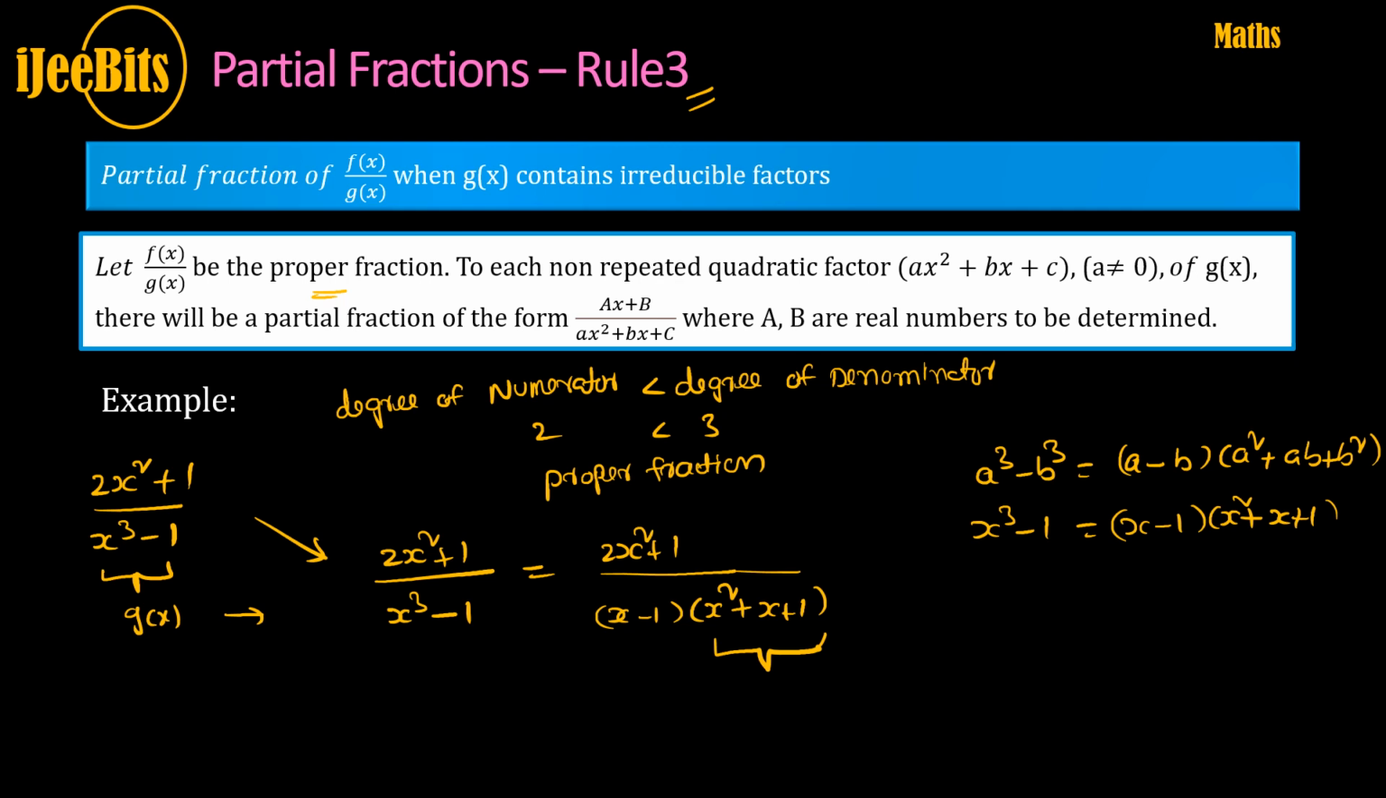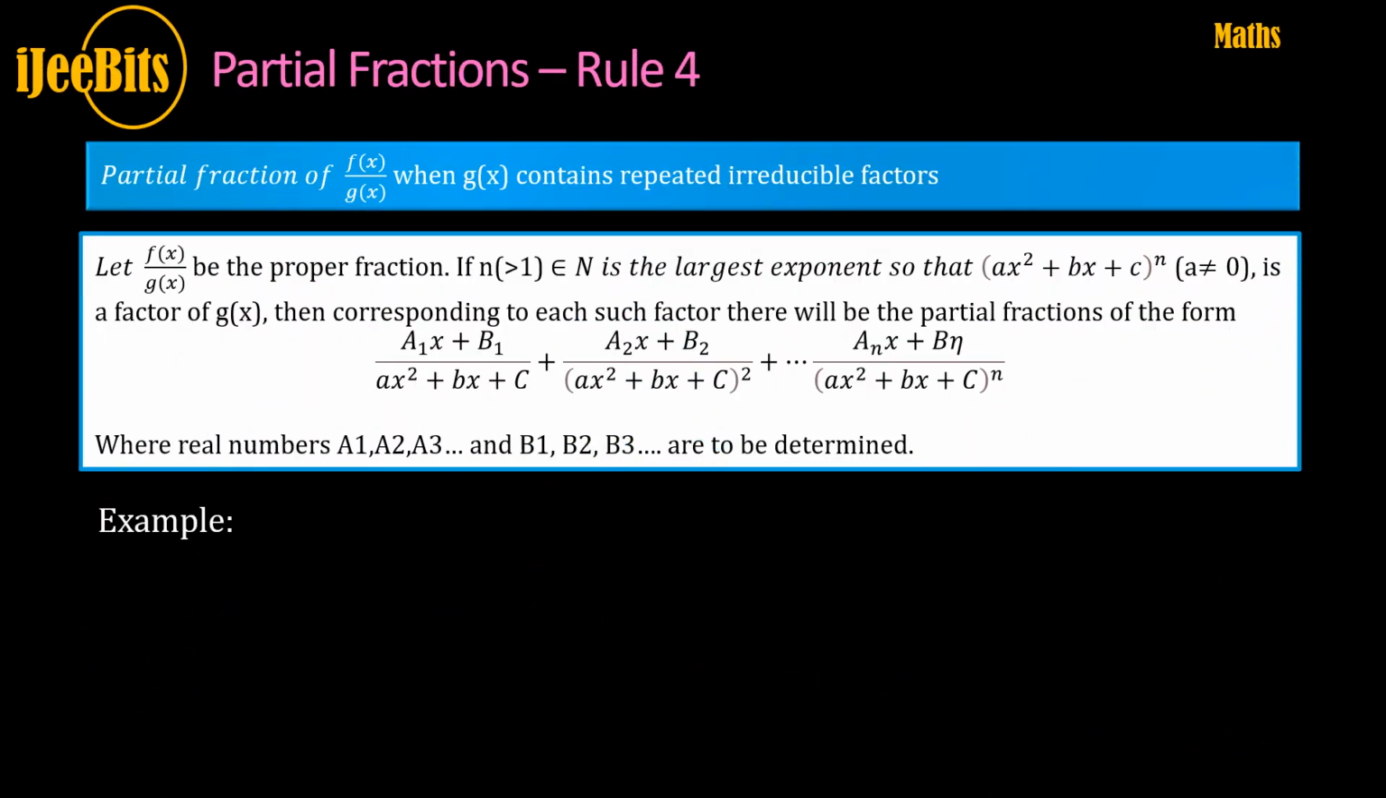Okay, let's see a few sums. Rule number 4 is similar to rule number 3 except for one additional condition. In rule number 3 what we studied is irreducible factors, but the occurrence is only one. In rule number 4 we are talking about repeated irreducible factors. If the degree of the irreducible factor is greater than 1, then how are you going to solve these problems? That's what partial fraction rule number 4 tells us.